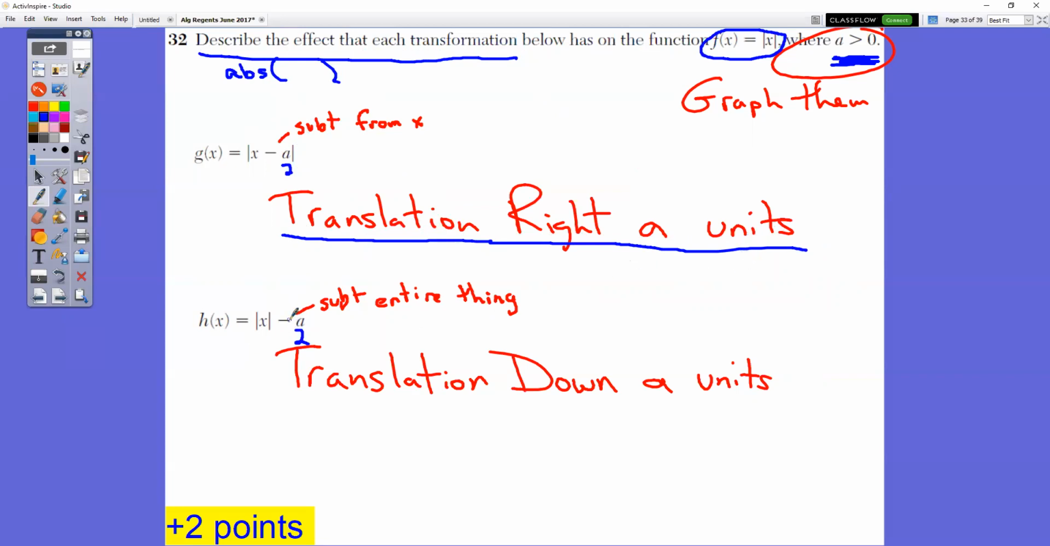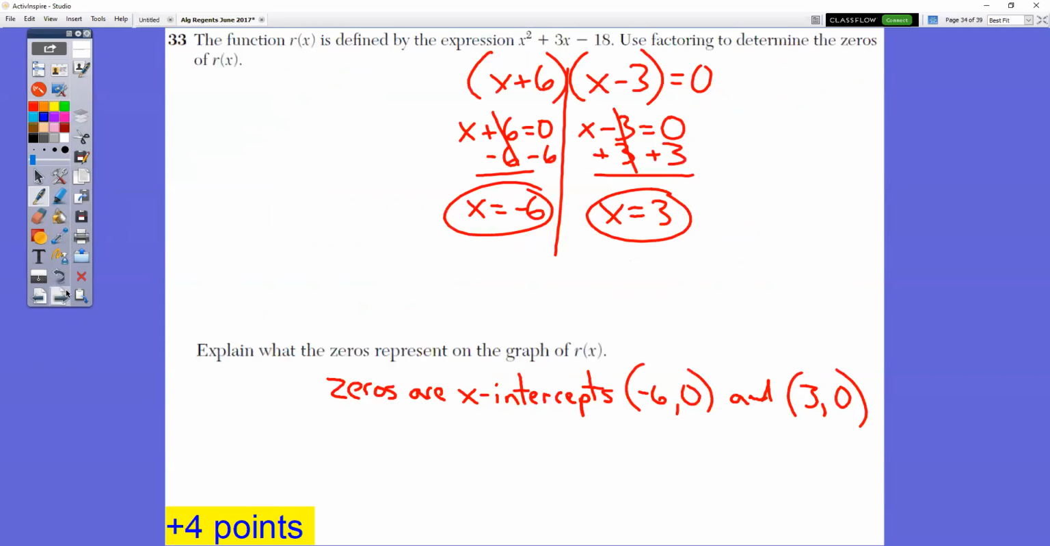Here in the second one, we're subtracting A from the entire thing. Since we're subtracting A from the entire thing, when you would go to graph it, you would have a translation moving down. So a translation of down A units. Each of those is worth 1 point. It's another 2-point question. Again, the easiest way would be to graph it and look at it. Take a look at 33.